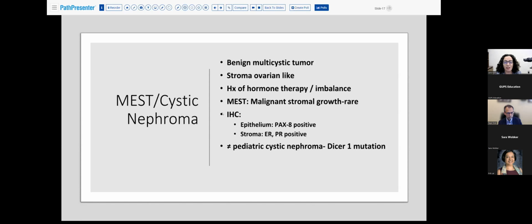And my last point on cystic nephromas is to distinguish adult cystic nephromas from pediatric cystic nephromas, which are a different family of tumors and tend to have the DICER1 mutation, which the MEST family does not have. And so there's a distinction between adult cystic nephroma and pediatric cystic nephroma.